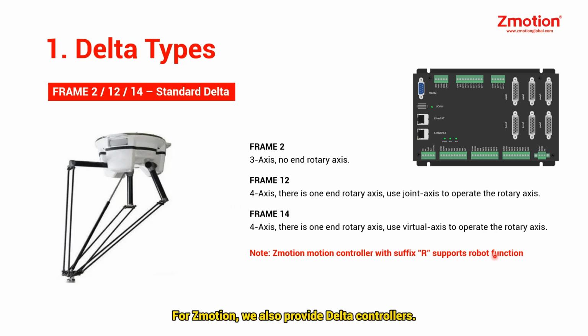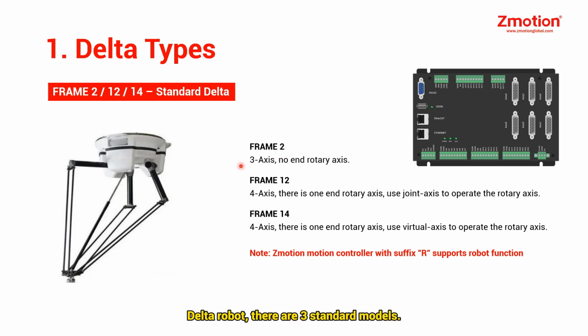For Z motion, we also provide Delta controllers. The controller that is with suffix R supports Delta function. For example, ZMC406R, it will be shown and used next. What's more, we also provide one Delta Robot manual showing details.